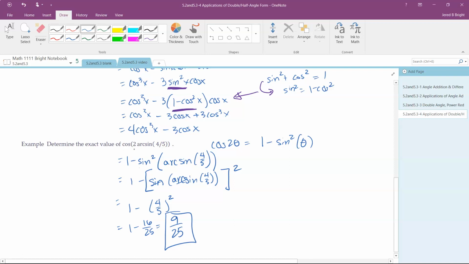Alright, so that really wraps up this section. We've got practice with angle addition and difference, double angle, half angle, and power reducing formulas. So make sure to have all those written down and handy so that you can be successful in future quizzes.